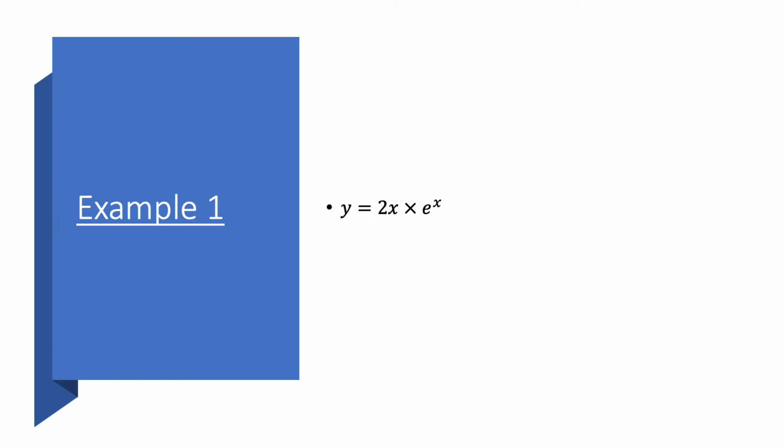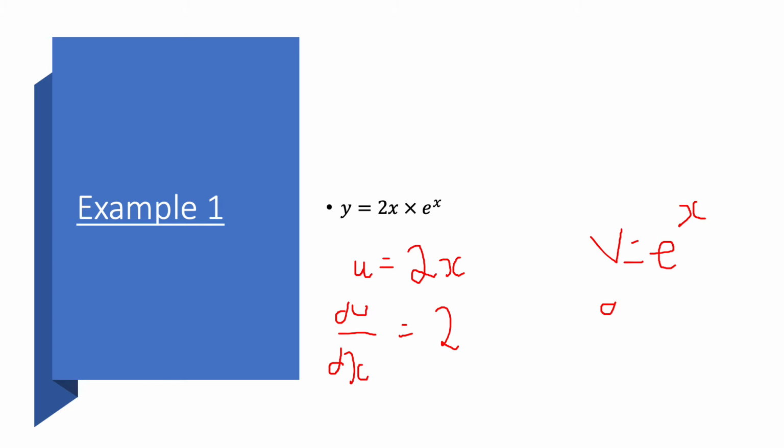Okay, right guys, so we've got example one. y equals 2x times e to the x, so it's both being multiplied together. What I'm going to do is let u equal 2x and v equal e to the x. Then I'm going to differentiate them both separately. So du by dx, differentiating 2x, hopefully you're happy that the answer is 2. And differentiating v, so dv by dx, differentiating e to the x just becomes e to the x. So e to the x doesn't actually change when you differentiate it or integrate it for that matter.